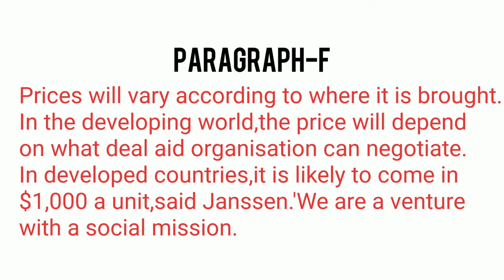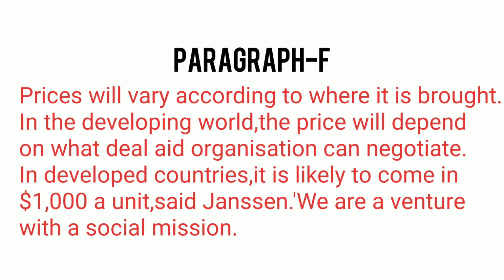It says prices will vary according to where it is bought. In the developing world, the price will depend on what deal aid organizations can negotiate. So after reading the first and second sentences, we can see it is talking about money. So keep all your options with money open. Okay, right? The options which are talking about money, let's keep them open. Let's move and read further. In developed countries, it is likely to come in at $1,000 a unit, said Jensen. We are a venture with a social mission.